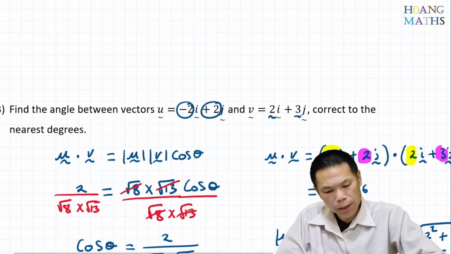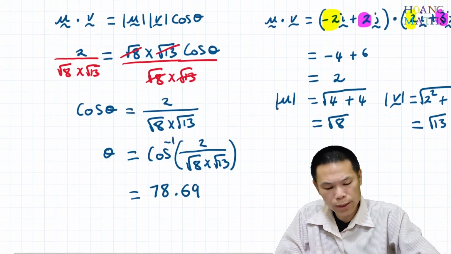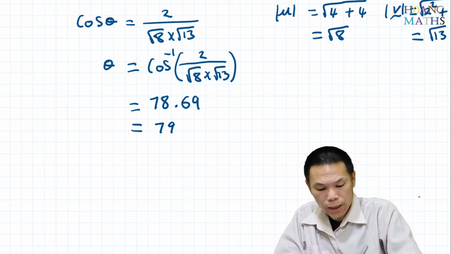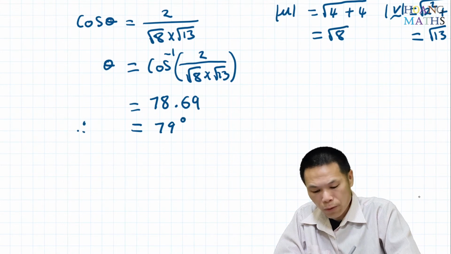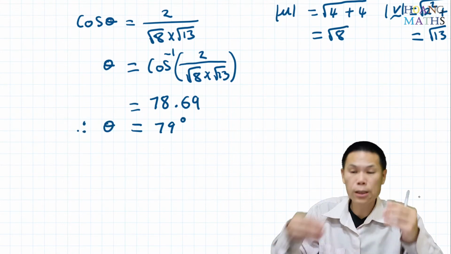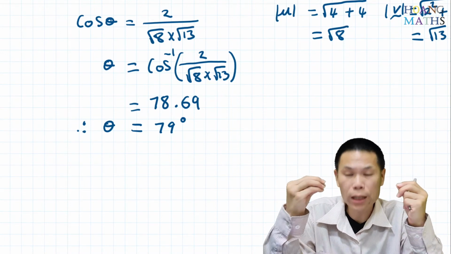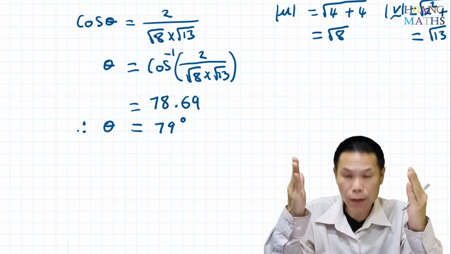78.69, but then it says correct to the nearest degree. So therefore, that will give me 79 degrees. So theta is equal to 79 degrees. Therefore, the angle between vector u and vector v is 79 degrees.